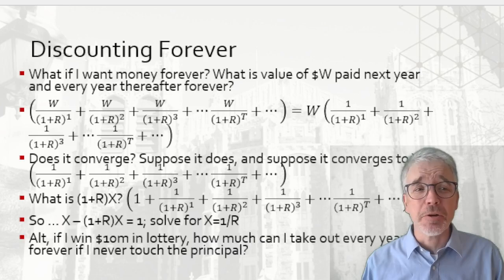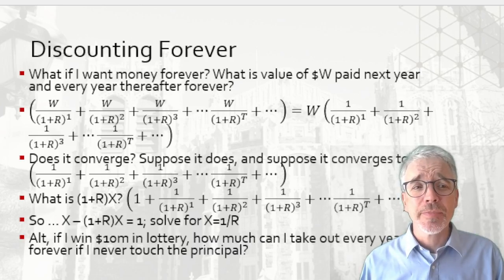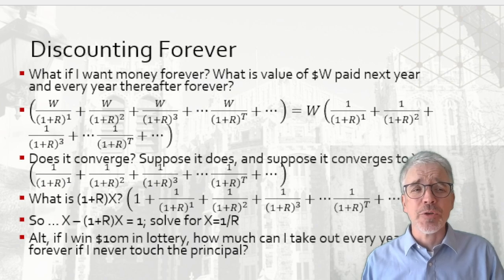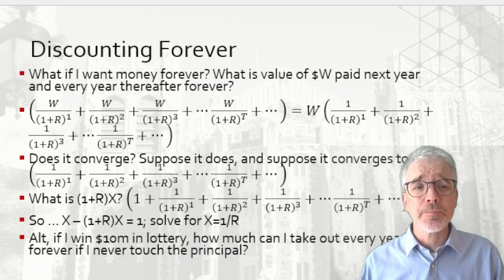As t gets bigger and bigger, that term is going to get smaller and smaller. So it's reasonable to think that it might converge to something. Suppose it does converge, call it x, and then do a bit of algebra to solve for x. Find x equals 1 over r. So if r is 5%, then x is 1 divided by 0.05, 20. If r is 4%, then 1 over 0.04 is 25. As r gets bigger, x is smaller. Again, that's a common feature of discounting.